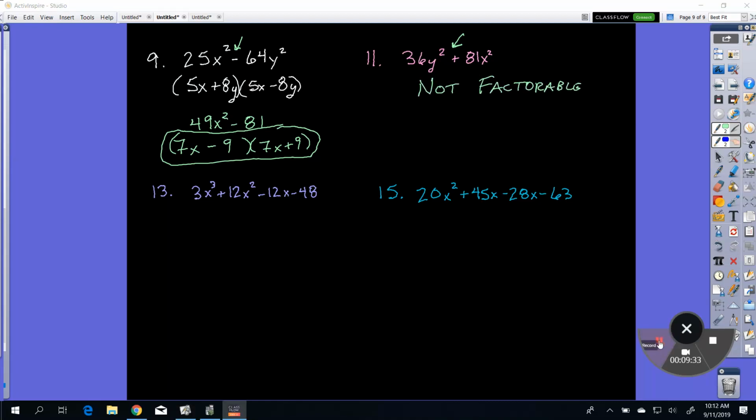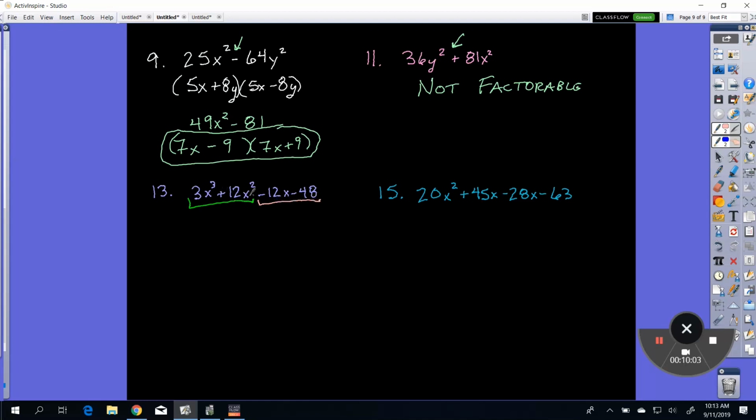There we go. On question 13, how many terms are there? 4. So when you see 4 terms, you're going to try to do factoring by grouping. Remember this at all? So we're going to break it into 2 groups. The first group and the second group. So there's our 2 groups.